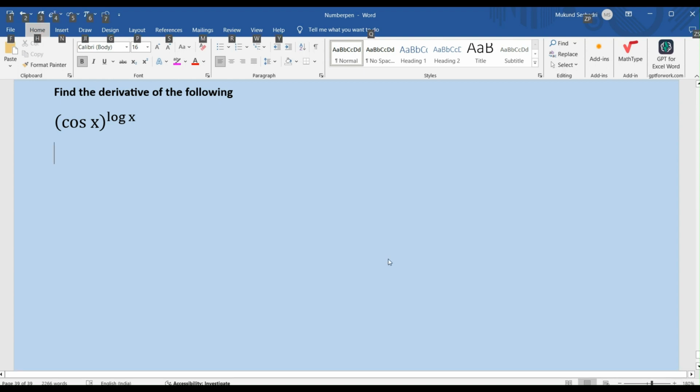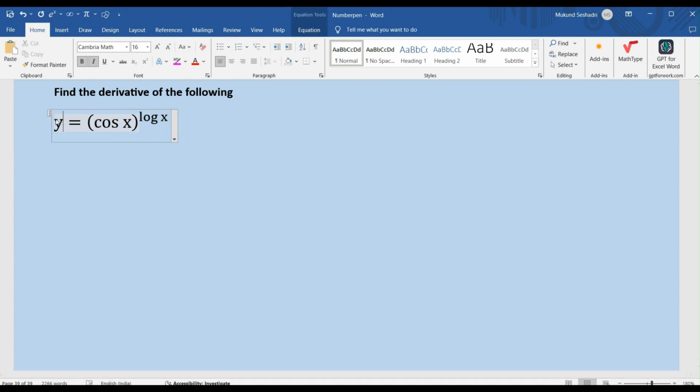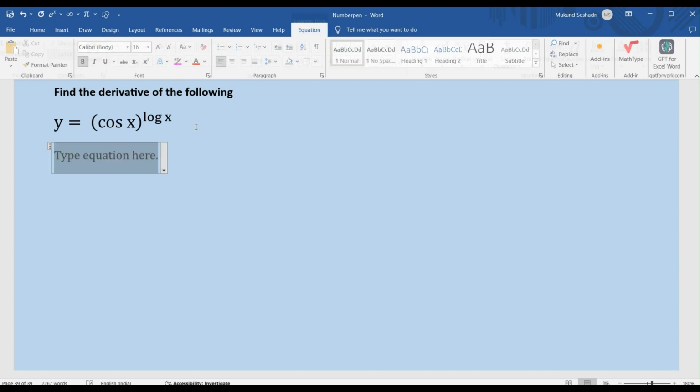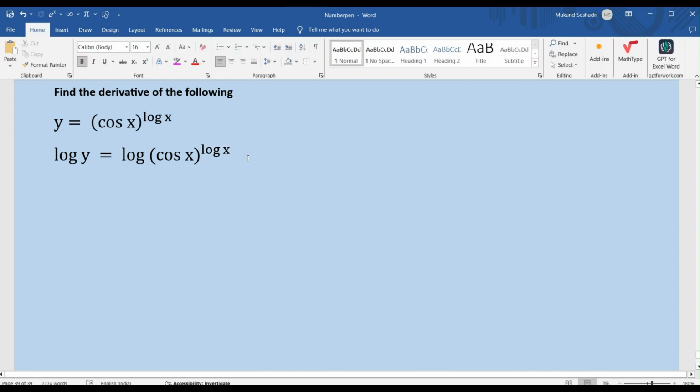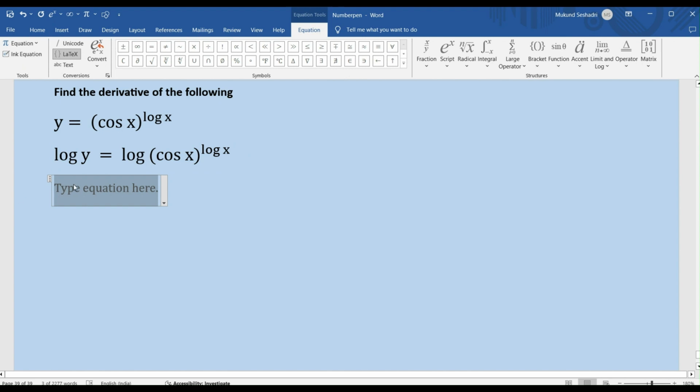And if I assume my y equals cos of x, the whole power log of x, I take a natural logarithm on either side, which means log y equals log of cos x, the whole power log x, right? And now I apply the power rule in logarithms, which allows me to simplify the expression, more specifically on the right hand side, RHS. So log of a to the power b is nothing but b times log a.